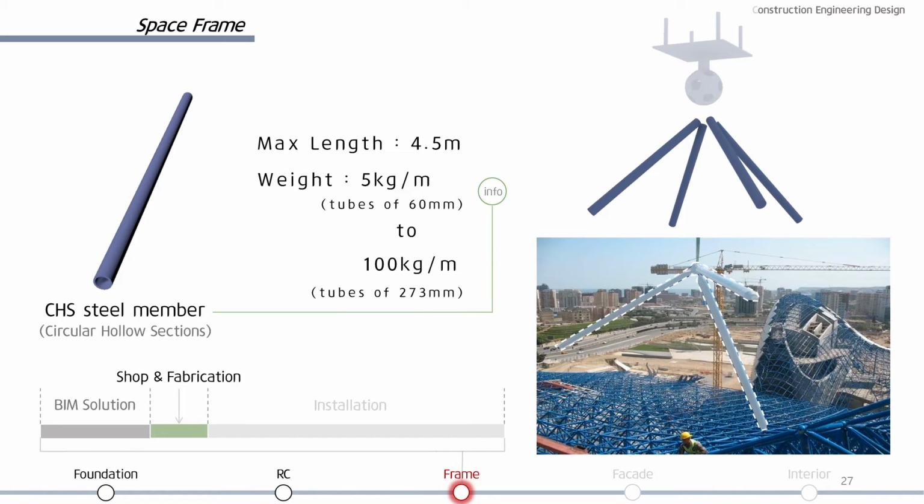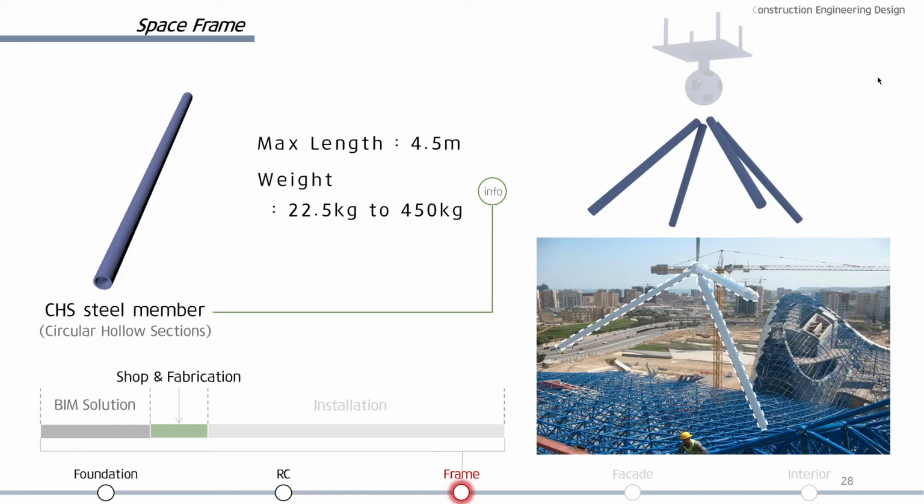Due to the nature of the complex geometry, the length of the circular hollow sections varies greatly and can reach up to 4.5 meters in length. In addition, each member can weigh from 22.5 up to 450 kilos.